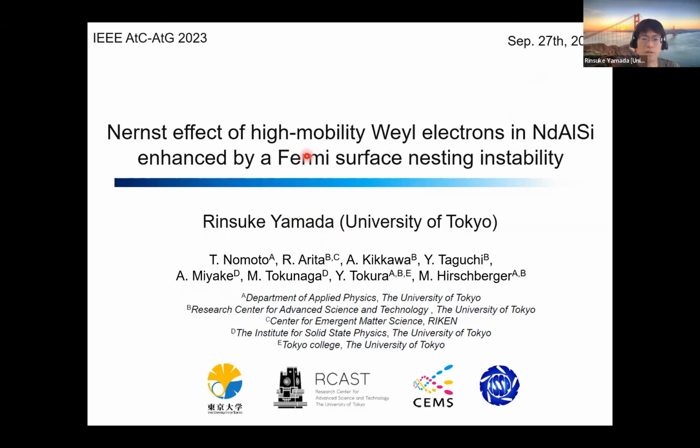Today, I will talk about the Nernst effect of high mobility Weyl electrons in neodymium aluminum silicide, enhanced by a Fermi surface nesting instability. This talk is a little bit different from the previous talks. In this talk, I will focus on the thermoelectric effects, which convert the temperature gradient into useful electricity. Let me start with the introduction.